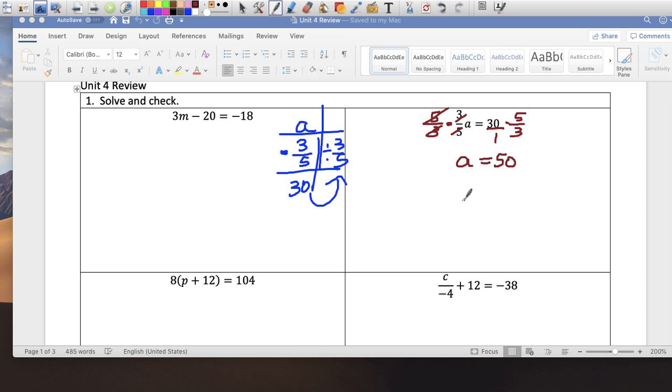A equals 50. So my check, I'm going to go 3/5 times a, which is 50 now, and that's 30. So what's 3/5 of 50? Is that equal to 30 really? Well, I can simplify. If you put this over 1, you can multiply the top. 3 times 50 is 150 divided by 5 is just 30, right? Or you can cross cancel. 5 divided by 5 is 1. 50 divided by 5 is 10. And you can tell 3 times 10 is 30. So again, our check works out.